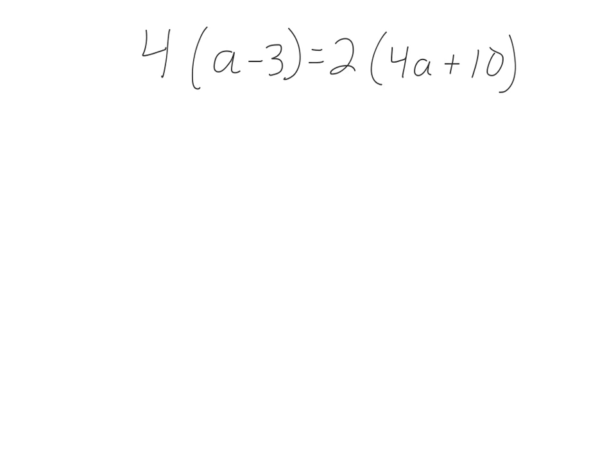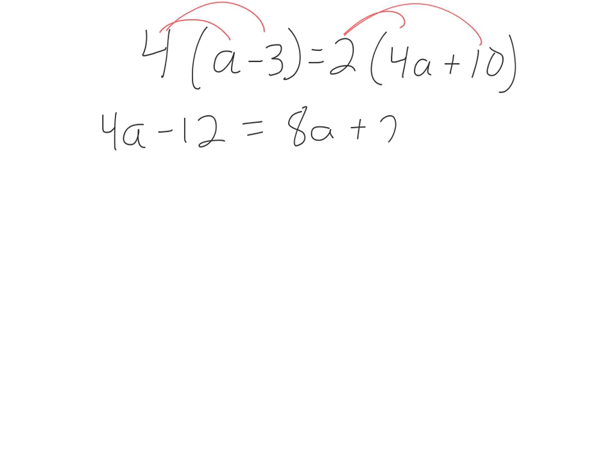Okay, for number 3, we do need to go back to step 1. The first thing we need to do is use the distributive property on both sides. So I'm going to multiply each side by 4. So that's 4a minus, well, 4 times 3 is 12. Make sure that's not 4a minus 3, that's 4a minus 12. Equals, okay, distribute the 2 to both terms. 2 times 4a is 8a. 2 times 10 is 20.